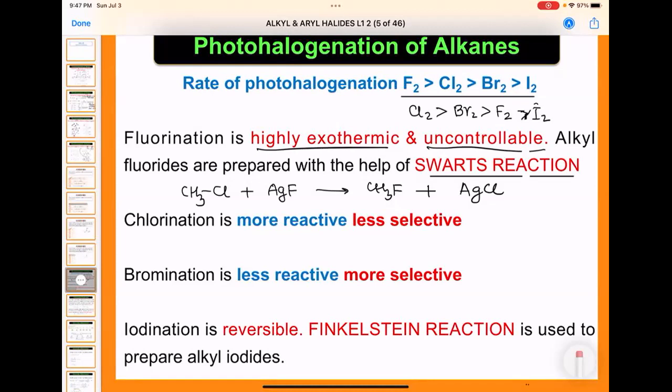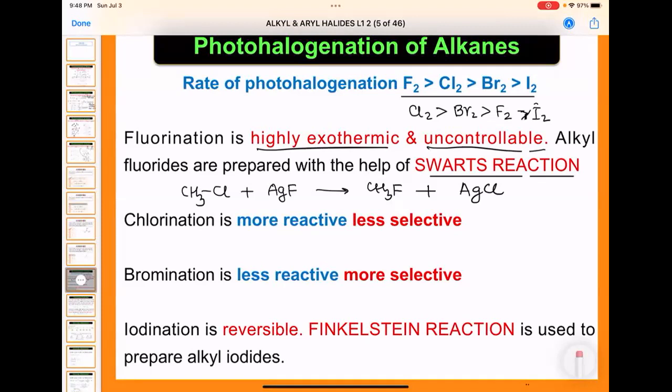That's the reason that you can't do iodination directly. In spite of having a weak bond, still you can't attach iodine. It is very unreactive towards halogenation. So if you take iodine and alkane, most of it will remain as it is. Okay, very little product will form.